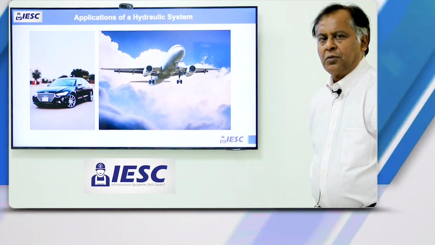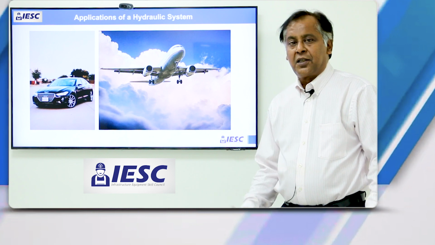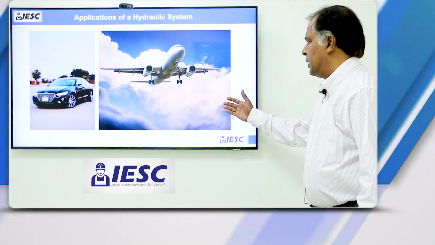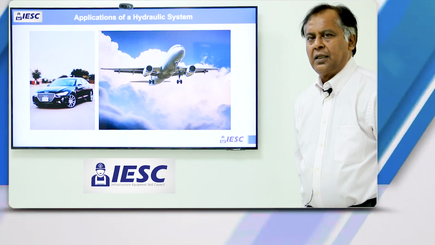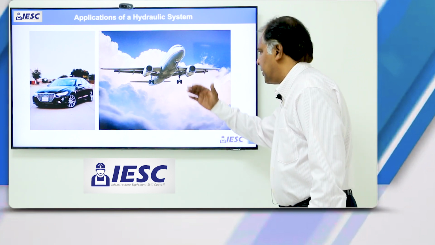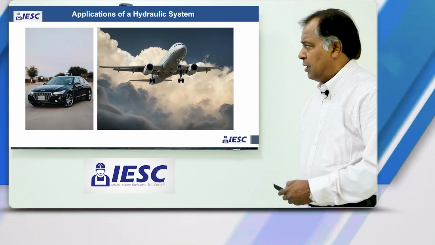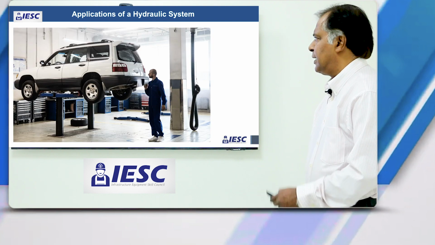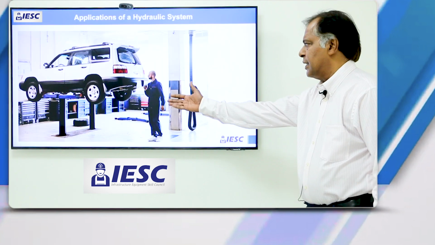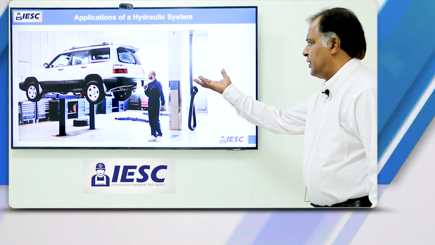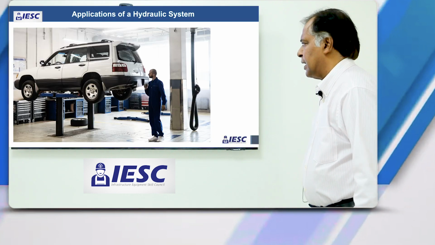As you all know, in an automobile or a car, the braking system is essentially a hydraulic system. And also in the case of aircraft, you know that the landing gear operates through a hydraulic system. The flaps on the wings are also operated through hydraulic systems. And a very familiar sight in most automobile workshops is the hydraulic jack, which is used to lift the vehicle so that the servicing can be done in the undercarriage of the vehicle.